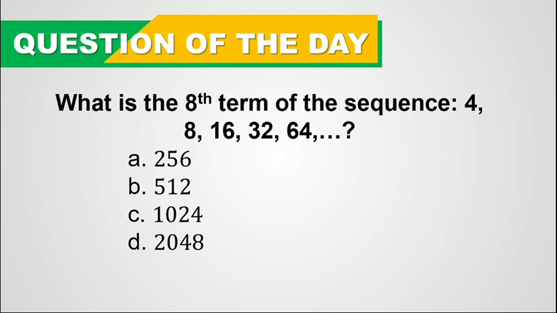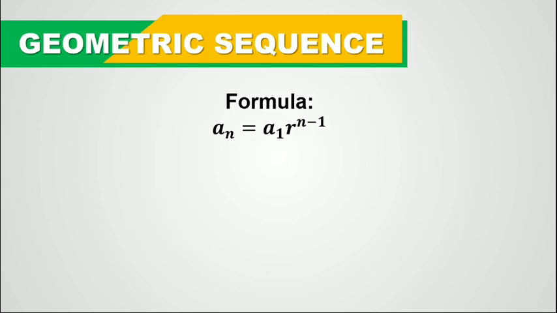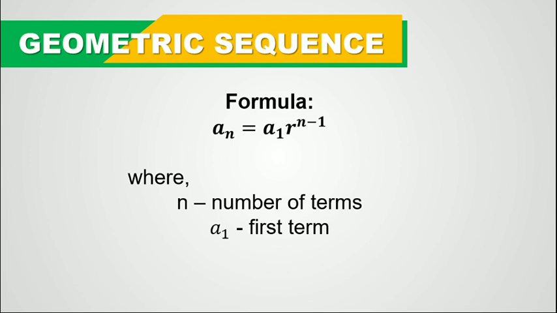So in order for you to answer this particular question correctly and directly, you must be familiar with the concept of the geometric sequence. And there is actually a formula in order for you to solve such a question correctly and quickly. And this is the formula. a sub n equals a sub 1 r to the power of n minus 1, where n is the number of terms, a sub 1 is the first term, and r is the common ratio.